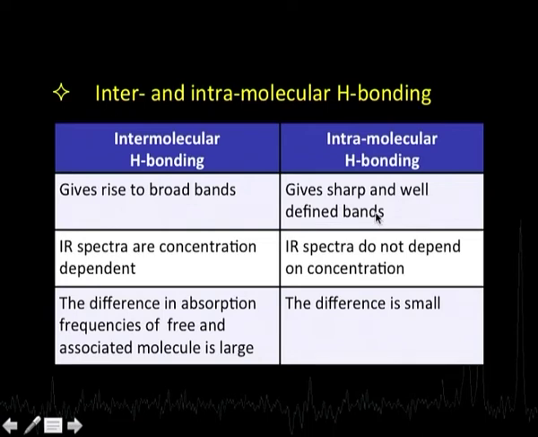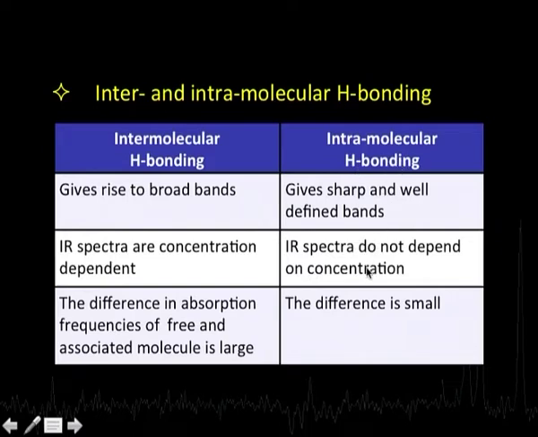The second difference between the two kinds of hydrogen bonding is that IR spectra are concentration dependent. That is, if there is intermolecular hydrogen bonding, then on decreasing the concentration of the system, we find that the spectra are dependent on the concentration. We will show you some spectra over here. Whereas in the case of intramolecular hydrogen bonding, this does not depend on the concentration.